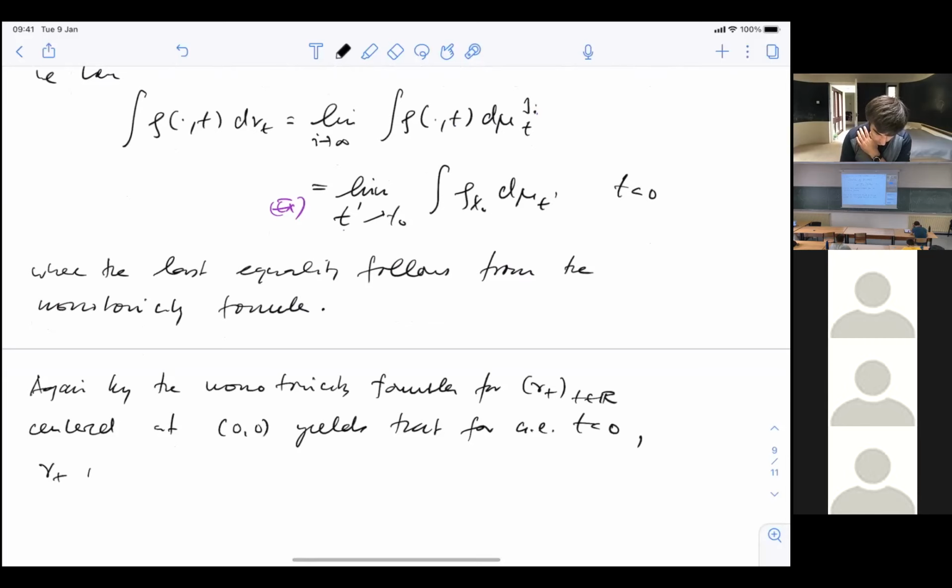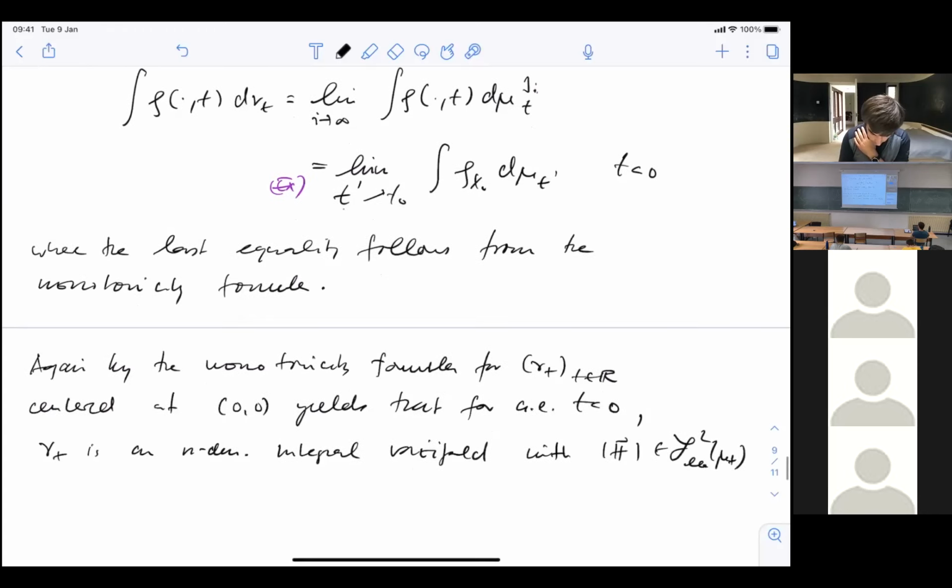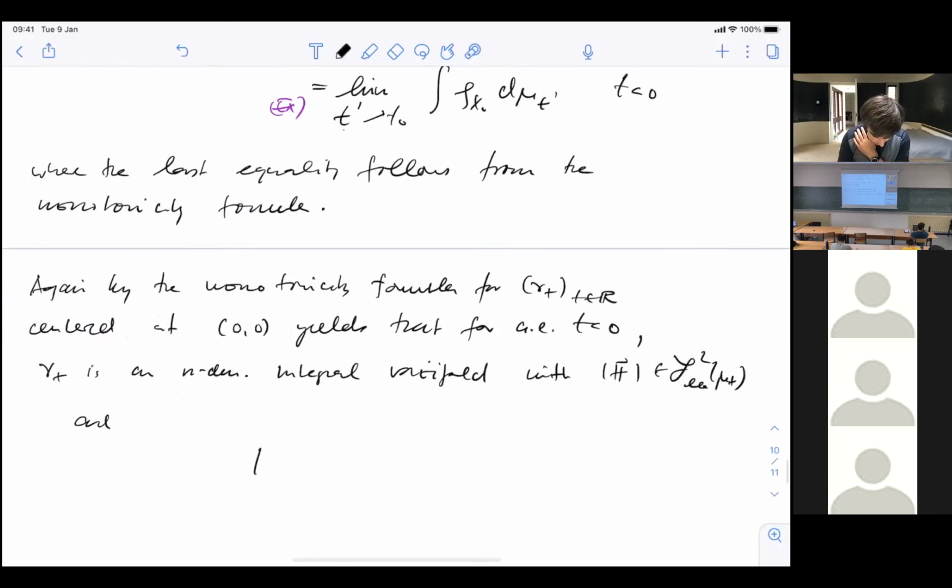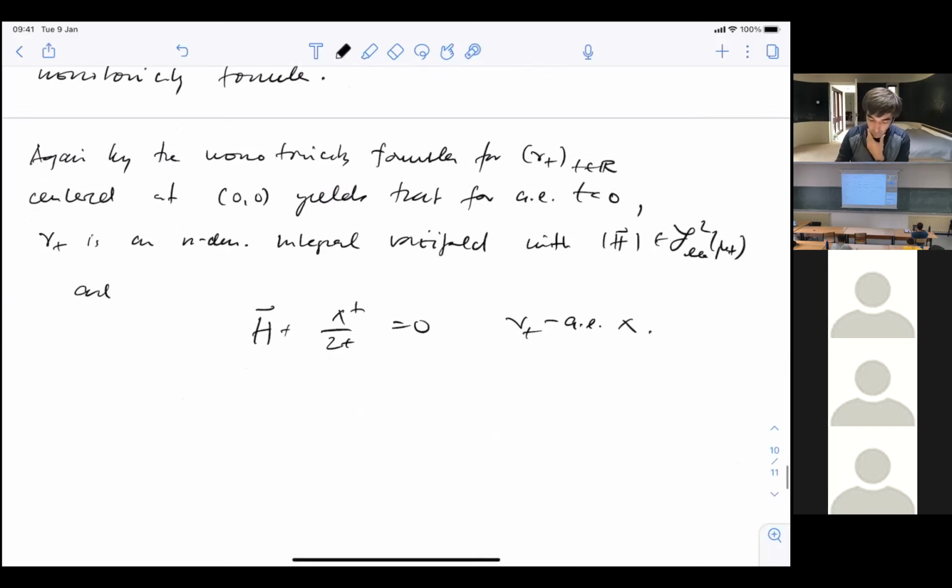So we know that nu t is an n-dimensional integral varifold with mean curvature in L2 log of mu t, and it satisfies mean curvature vector plus x perp over 2t is equal to 0, nu t almost everywhere in x. Okay, that is great. But we don't have it for time -1 yet. Now we have to show that it's self-similar in time. That's really self-similar.